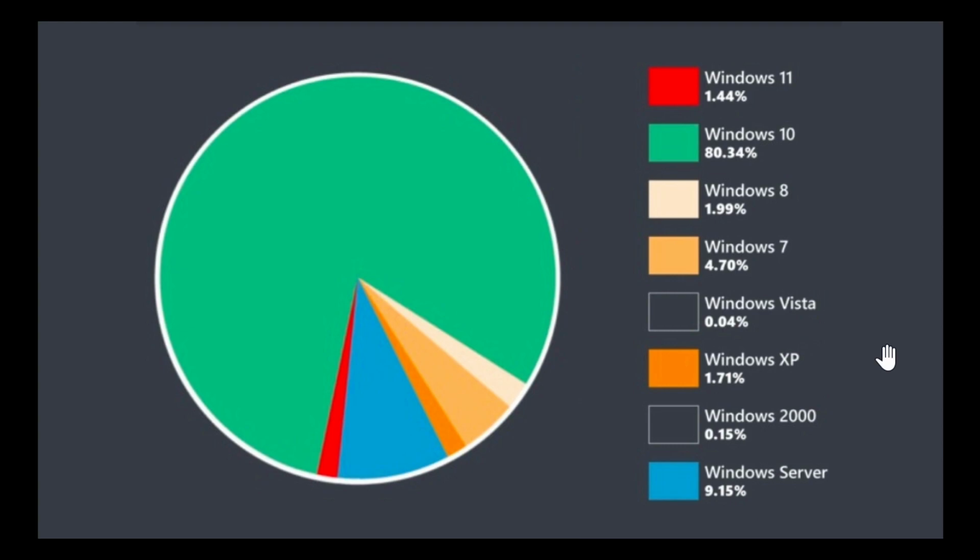What Lansweeper says is that the adoption rate, although increasing in speed, is very slow for Windows 11, according to them. Windows 10 is 80.3% of all the PCs surveyed, of course, the 10 million PCs that they looked at. 2% for Windows 8. 4.7% of PCs are Windows 7. So that's kind of interesting. Of course, Windows Server is in here because there's a lot of business stuff in there. So 9.1% Windows Server.